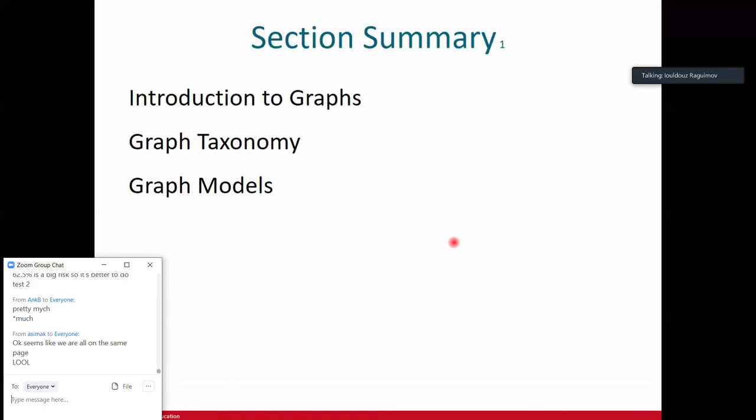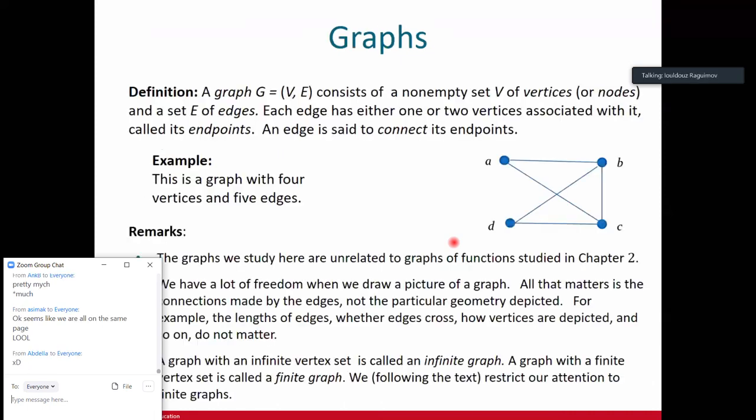What we did in the previous class, we started section 10.1. And I asked you, do you want me to go over it briefly? Because not every student, according to the emails, was able to be in the Zoom class. So I will go briefly over the terminology and definitions again.